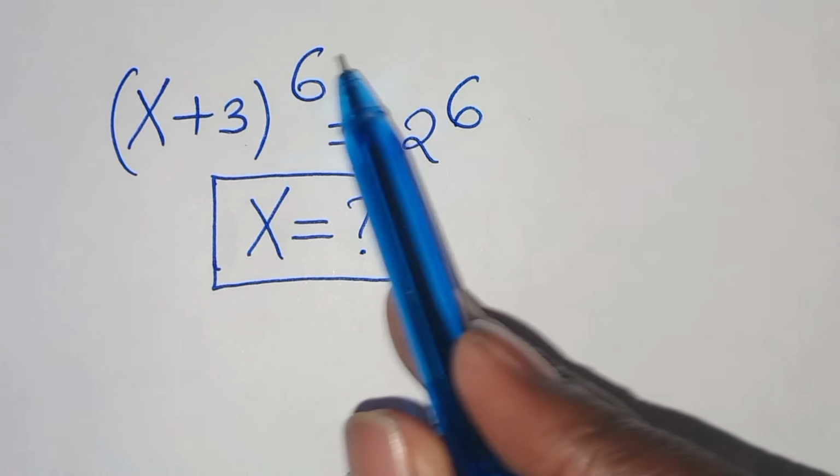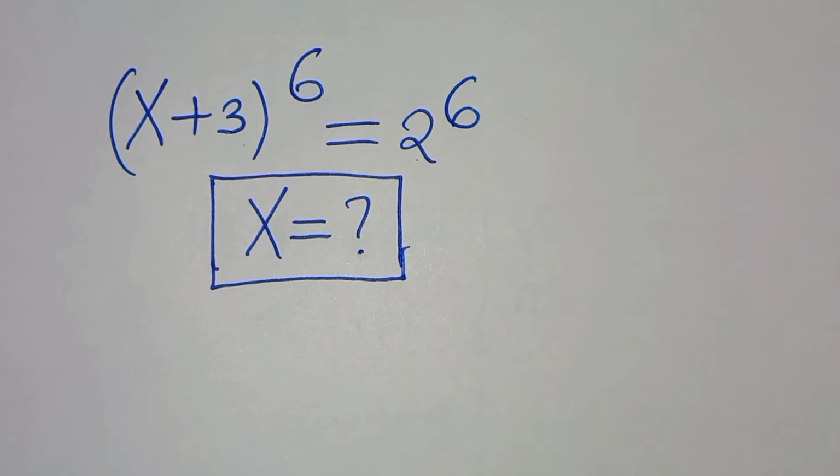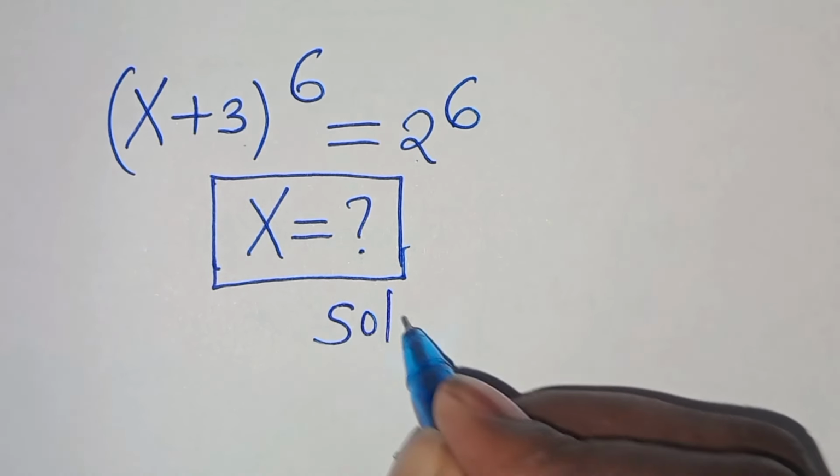(x + 3)^6 = 2^6. What are the values of x? Now let's provide a solution from here.